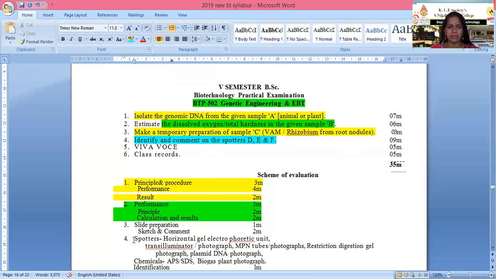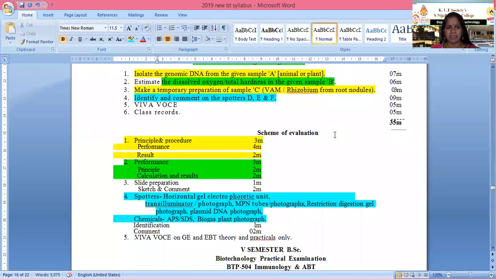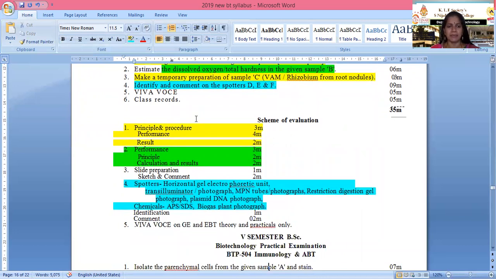So what are the spotters you are going to study under paper 5? Spotters like horizontal gel electrophoretic unit and transilluminator, their photographs we may keep, and MPN tubes, we are directly going to keep the tubes, restriction digestion gel photographs, plasmid DNA photographs, and chemicals like APS and SDS, and biogas plant photograph we may keep. APS means ammonium persulfate. SDS is sodium dodecyl sulfate. You have studied that SDS in PAGE. In polyacrylamide gel electrophoresis, there also you are going to study about SDS.